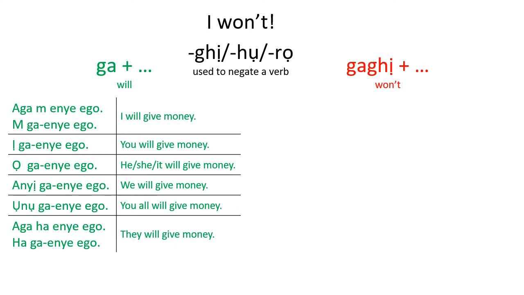Aga m enye ego or m ga-enye ego. Ị ga-enye ego. Ọ ga-enye ego. Anyị ga-enye ego. Unu ga-enye ego. Agaghị enye ego or ha ga-enye ego.